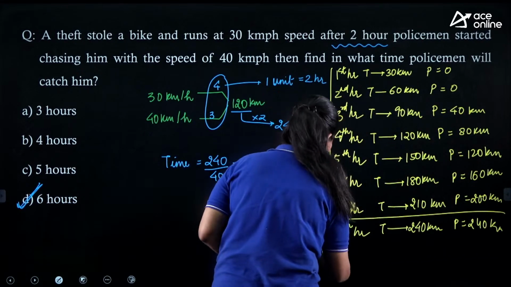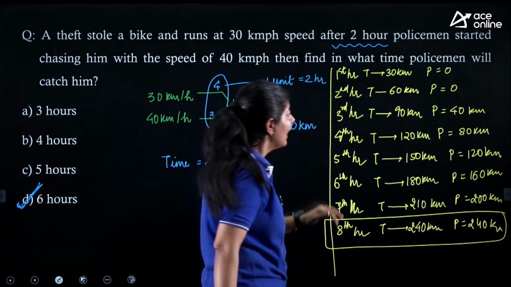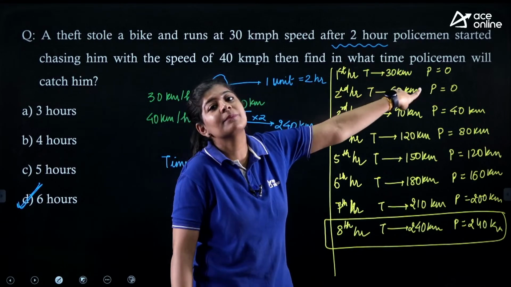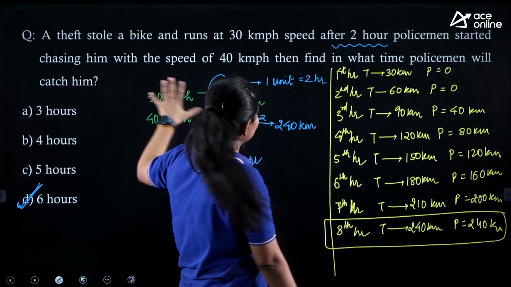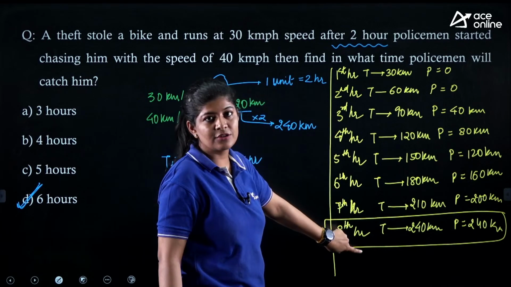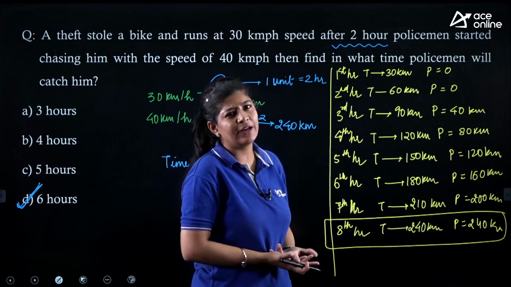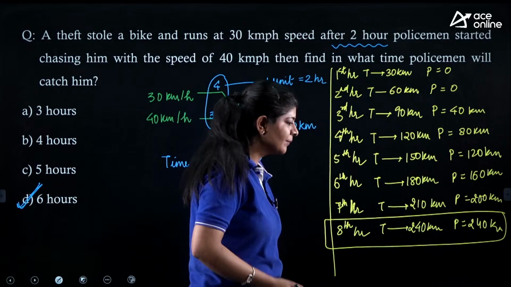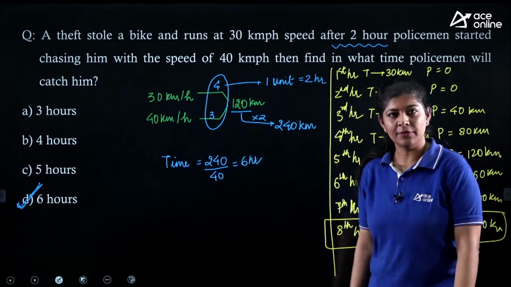Basically at this position police got the thief, but with respect to police, as we need to find out what time policemen will catch him, we only covered a distance of 6 hours. And if we want to find out in terms of the thief, then it will take a total of 8 hours, right? So accordingly we can get it.